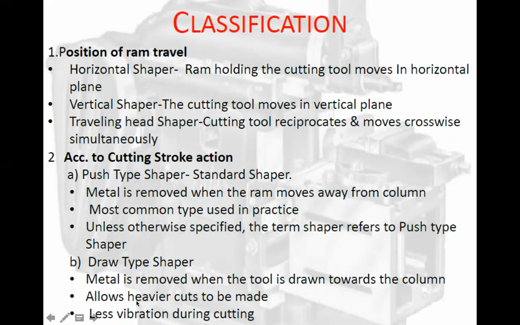Normally this kind of shaper is required for heavy cutting. Shapers are normally used for small to medium workpieces, but for heavier workpieces we normally use this draw type shaper. Vibrations are less in draw type shapers compared with push type shapers, because the cutting happens as the ram is coming close to the column. That's why we use this kind of shaper for heavy workpieces.